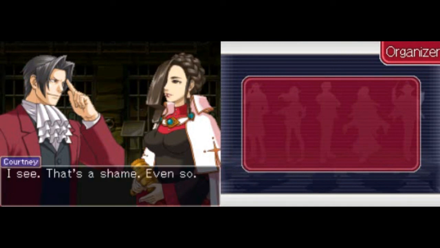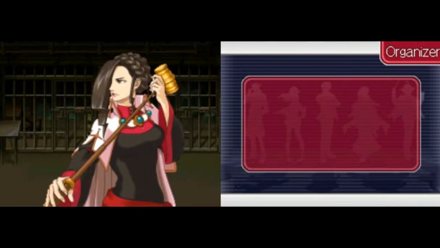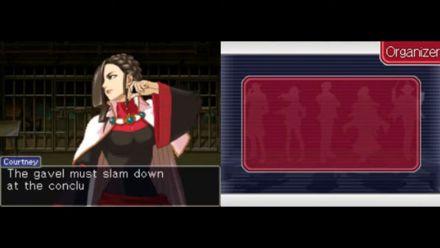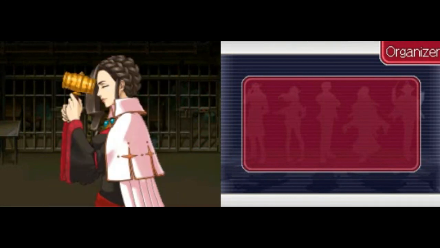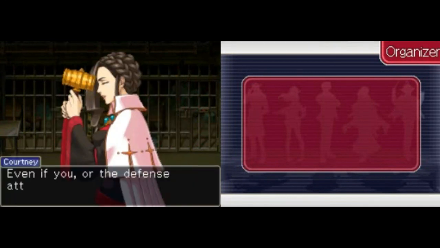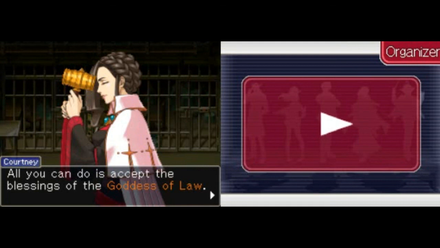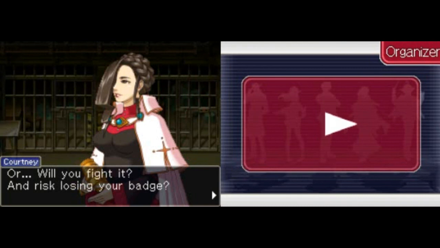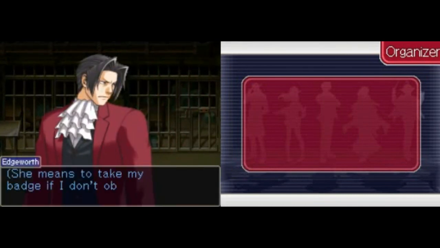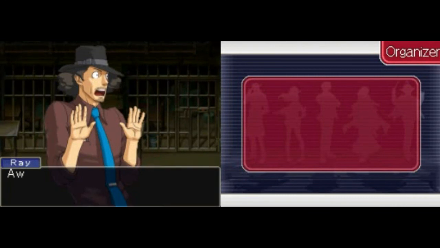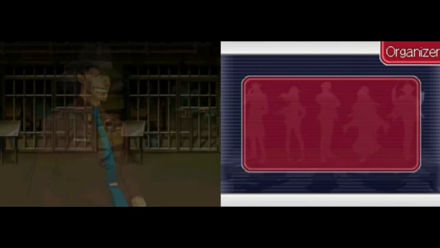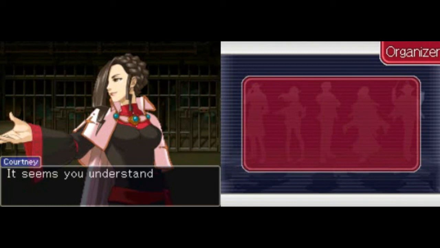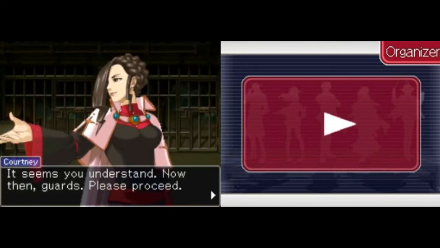I see. That's a shame. Even so, the gavel must slam down at the conclusion of a trial. Even if you or the defense attorney or the suspect do not consent to the verdict, all you can do is accept the blessings of the Goddess of Law. Or will you fight it and risk losing your badge? She means to take my badge if I don't obey. Ah, that's too bad. It seems that you understand. Now then, guards, please proceed.